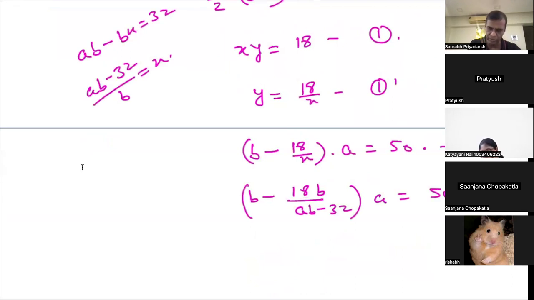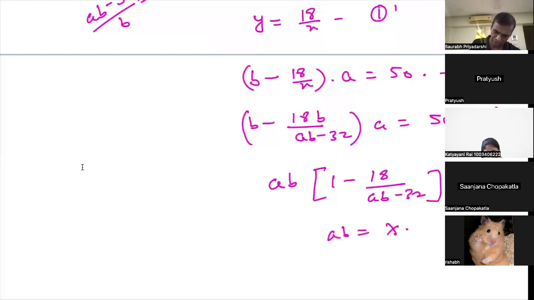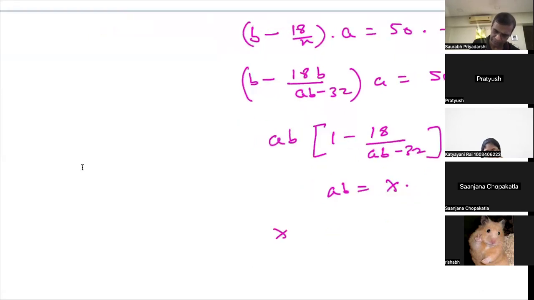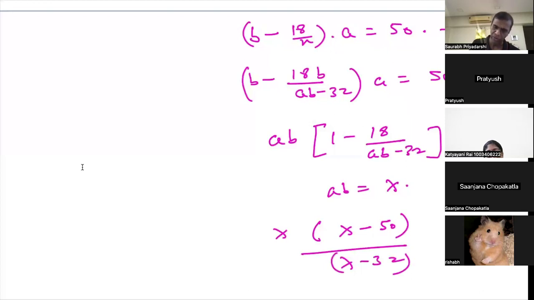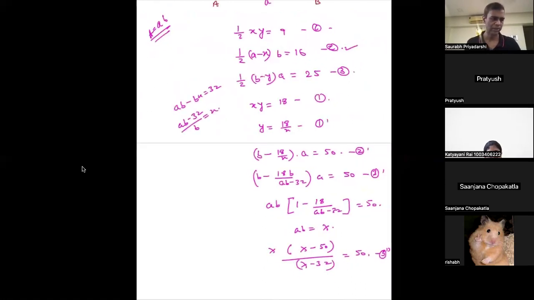AB minus 32 by B into A is equal to 50. Wow, this is working. Multiplying with AB, this is 1 minus 18 upon AB minus 32 is equal to 50. Let AB be equal to some capital X, so obviously now you are getting a quadratic from this. Is this okay, everyone? It is only the basic calculation, that's it.